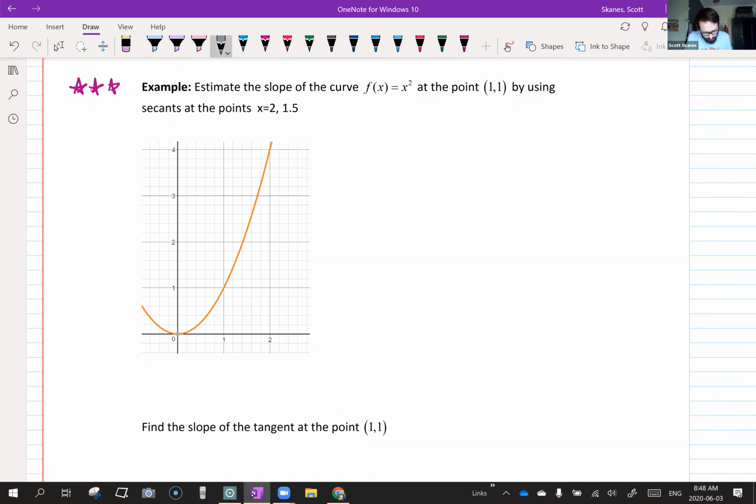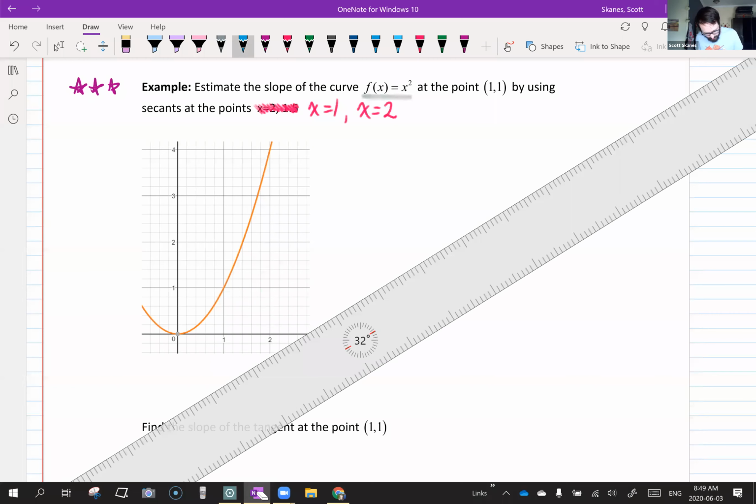Estimate the slope of the curve, f of x equals x squared, at the point 1, 1. So this point here, 1, 1. Using secants at the point x equals 2 and x equals 1.5. So right away I'm going to change that. Those are terrible choices. Just write in this, x equals 1 and x equals 2. So it's saying we want the slope of the curve at this.